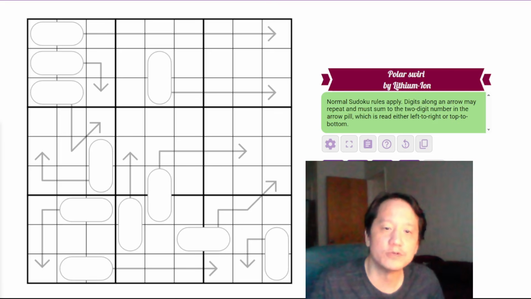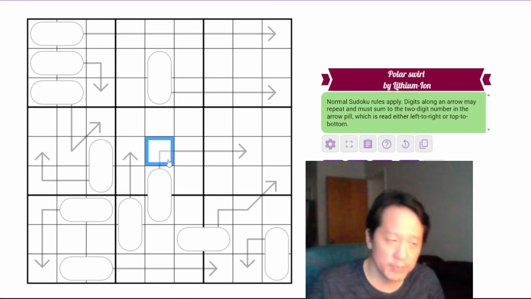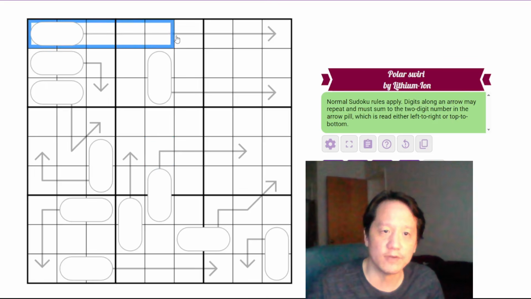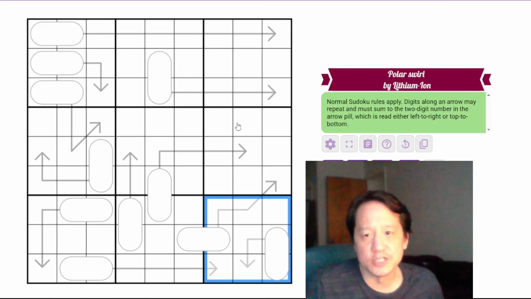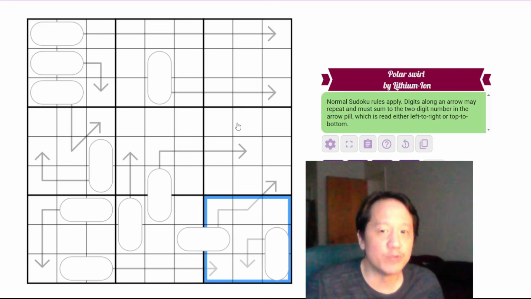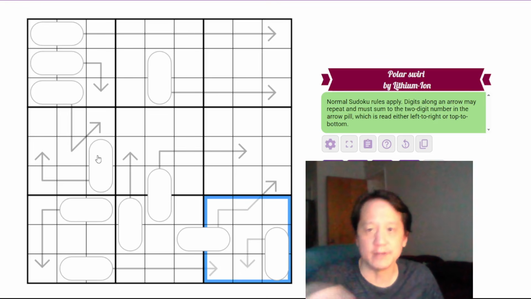We have normal Sudoku rules apply, which means in every cell in the grid, place a single digit such that every row, column, and designated 9-cell region contains the digits 1 through 9 exactly once each. Digits along an arrow may repeat and must sum to the 2-digit number in the arrow pill, which is read either left to right or top to bottom.